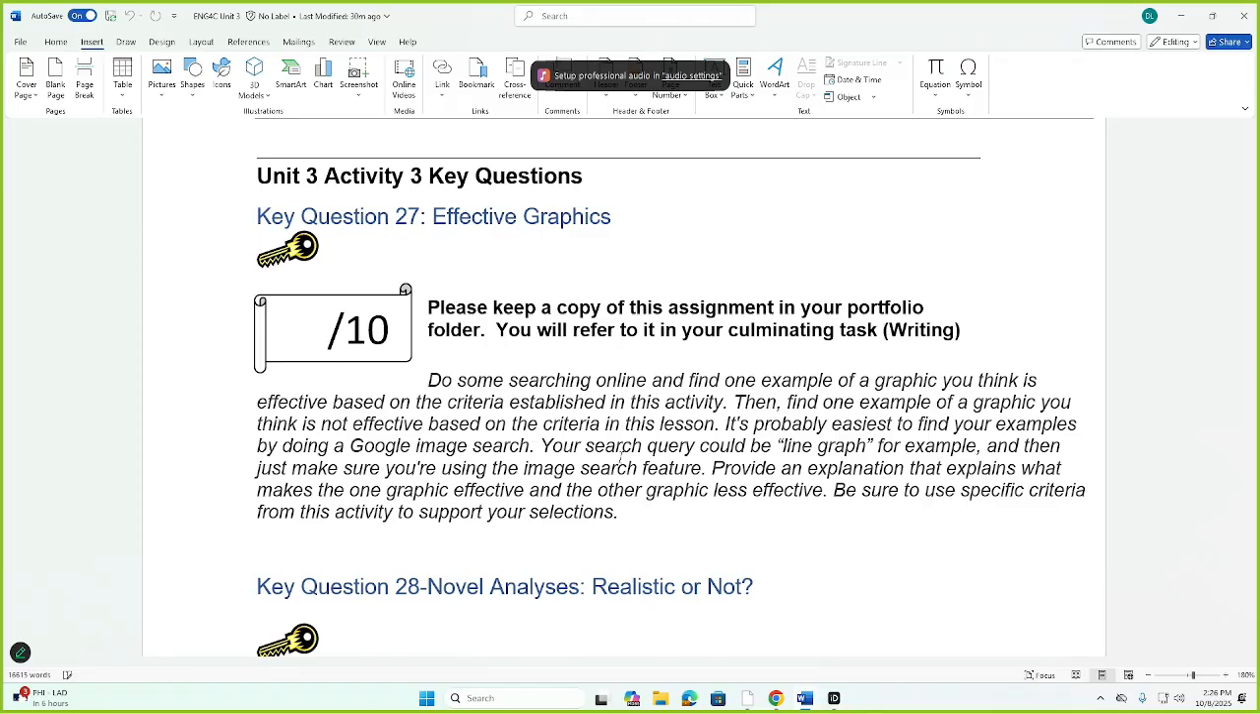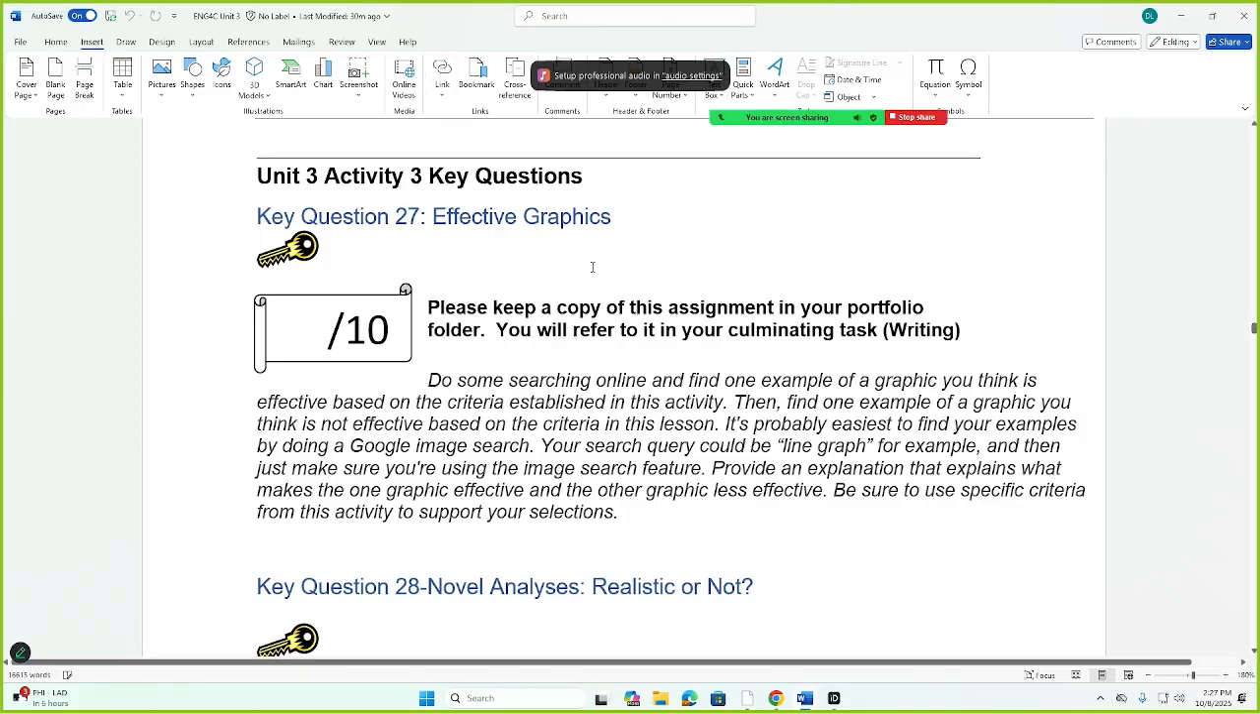Your search query could be line graph, for example, and then just make sure you are using the image search feature. Provide an explanation that explains what makes the one graphic effective and the other graphic less effective. Be sure to use specific criteria from this activity to support your selections.